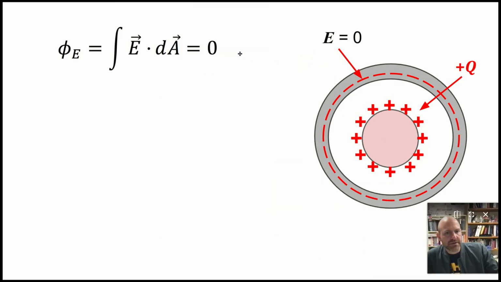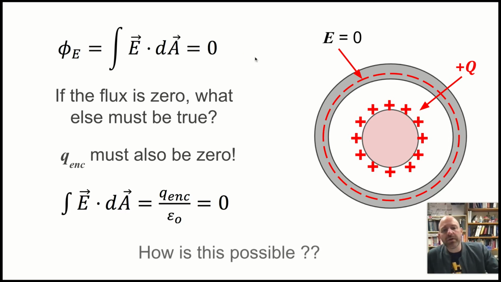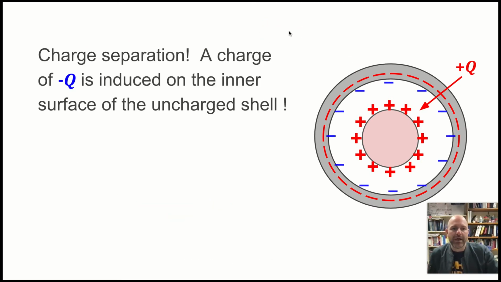You have to enclose zero charge. So how do we enclose zero charge? We've clearly enclosed positive charge right now. Well, the only way to do that would be for charge in that conducting sphere to move around. And so we end up with negative charge moving into the center in an equal amount to what was on the positively charged sphere in the middle. So now my dotted line, my Gaussian surface, encloses a positive Q from the charged object in the middle and the negative Q that has moved to the inside surface of that shell.